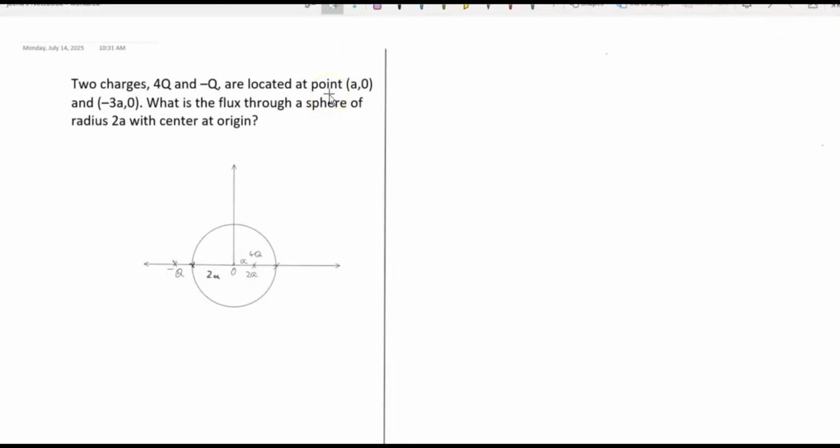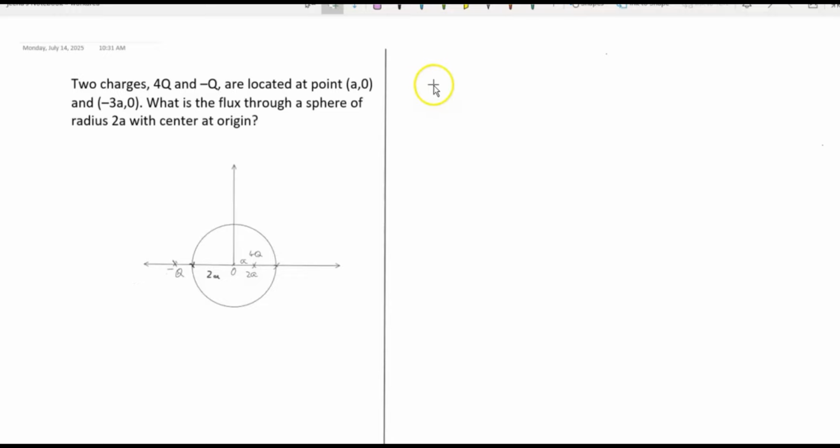Here, the question is to find out what is the flux through a sphere of radius 2a with center at origin. So the question is to find out what is the flux. And this question is based on Gauss's law. And first of all, we can write the given details.